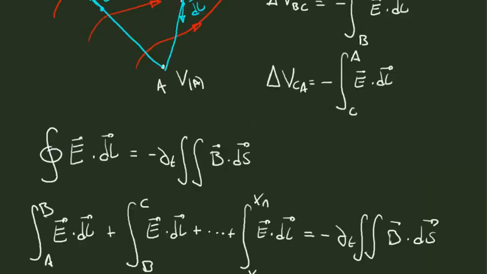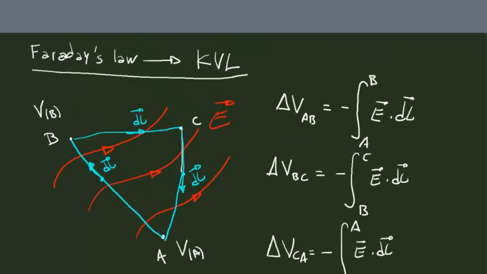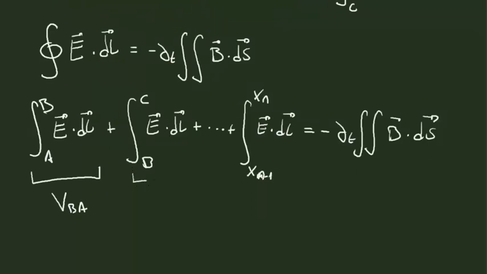Now, if we apply what we saw before, and we can change the signs and things like that, it's easy to see that this will be something like the voltage drop between B and A. Because if we replace the negative sign over here, we need to change the integral intervals a little bit. So this is the voltage drop between B and A. This will be the voltage drop between B and C, and this one will be the voltage drop in the nth branch, so the voltage drop between xn and xn minus 1.